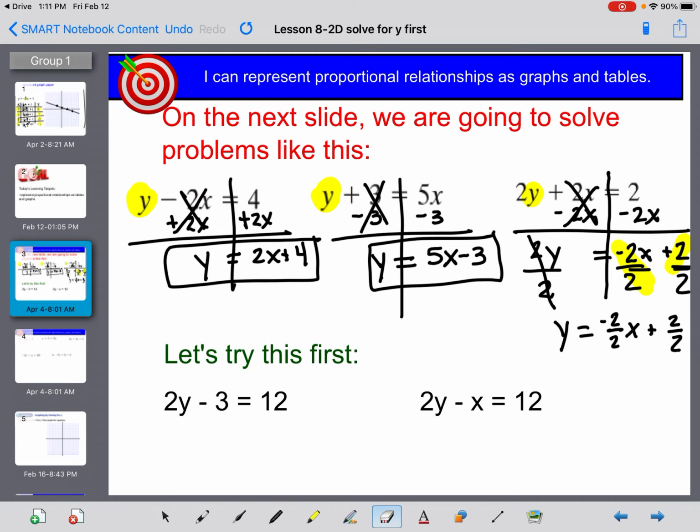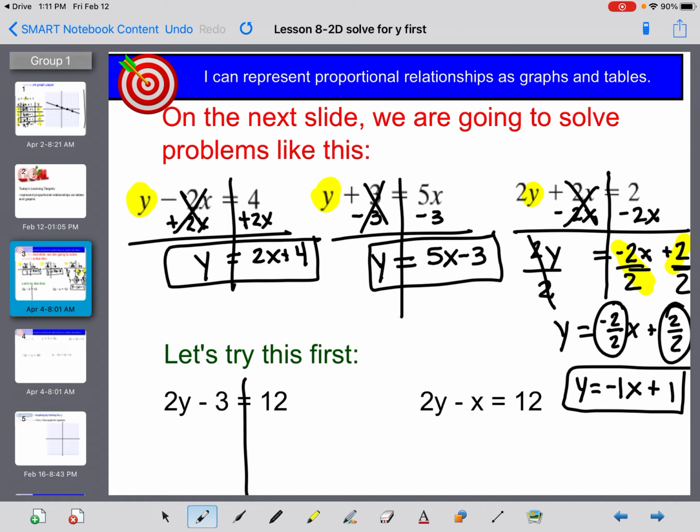So how are we going to do that? Let's simplify. Negative 2 over 2 is negative 1. Y equals negative 1x. And then over here, 2 divided by 2 is 1. And so I have that equation. Okay, let's try these now. I want to get y by itself. Let's add 3 to both sides.